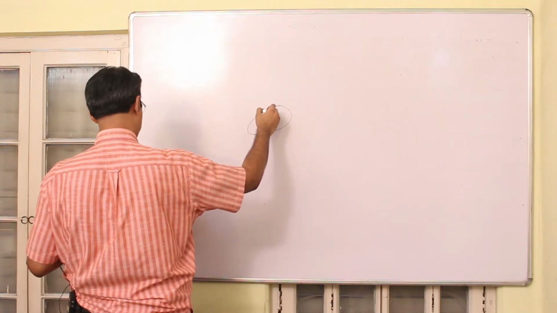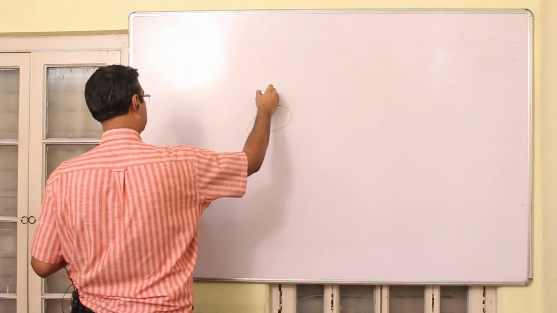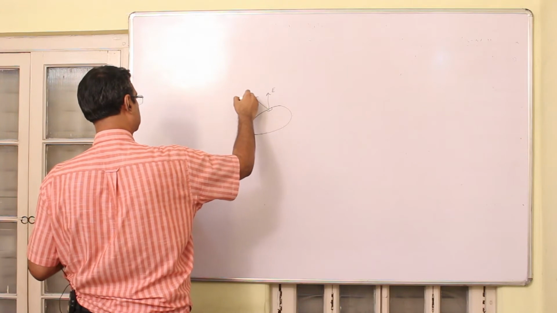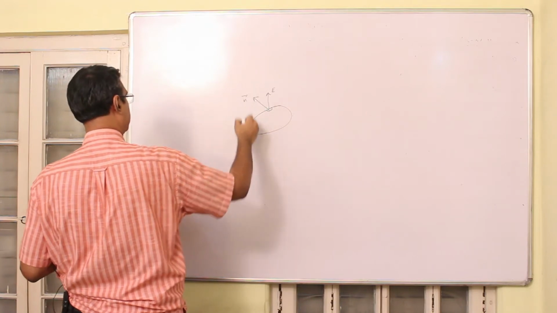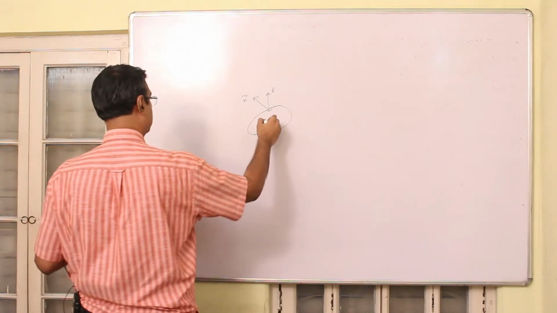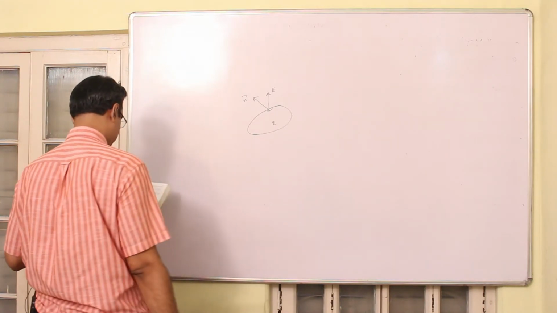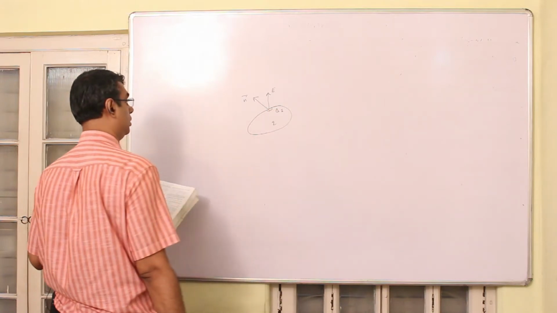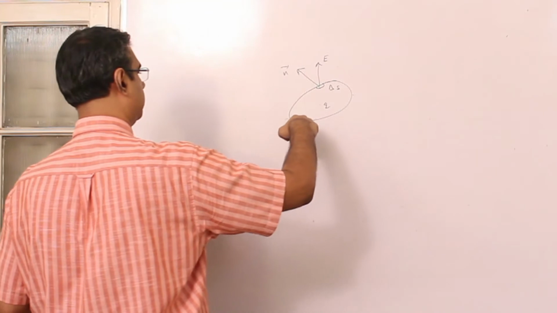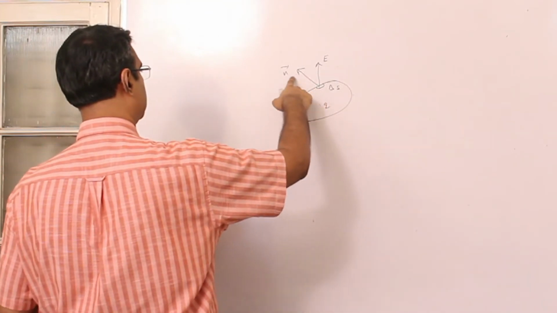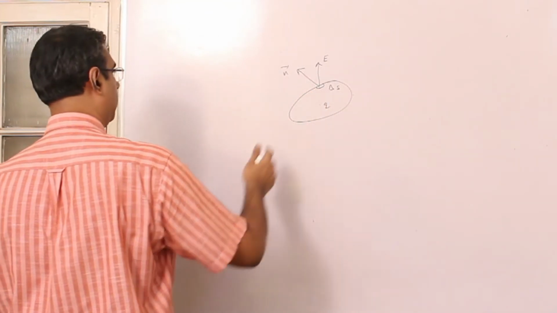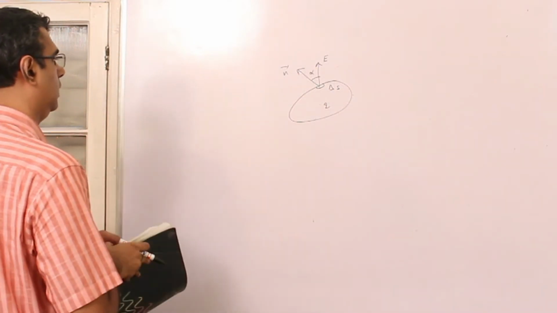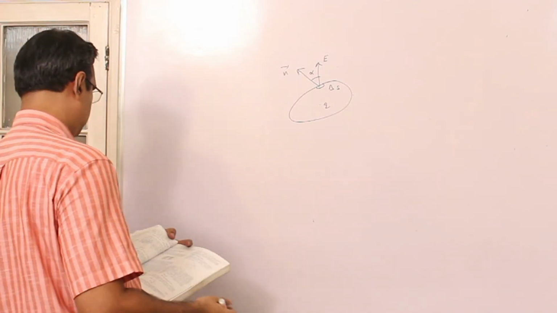Now imagine you have a charge q inside a closed surface, and let us say that you have an area delta S on this surface. The field is E, and this is the normal to the area, and let us say that the angle between the normal to the area and the electric field is alpha.